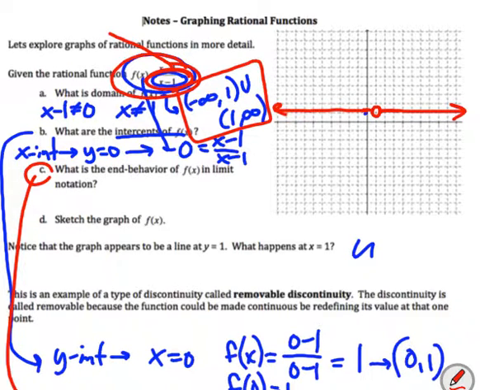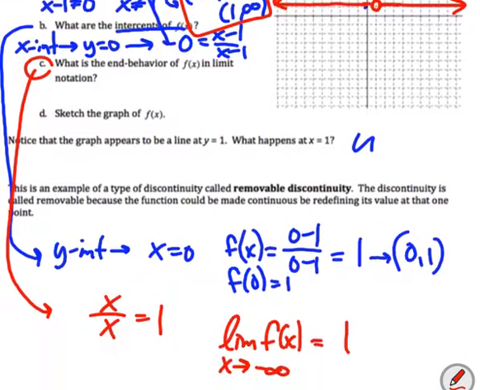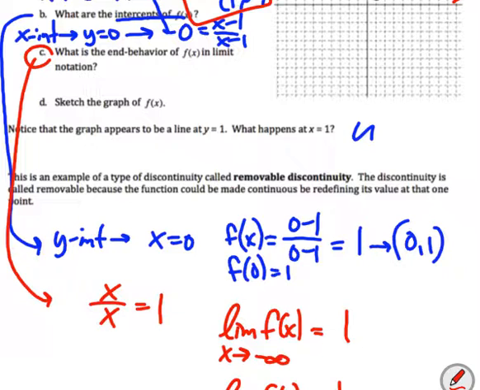Okay, so what we have there, you can look down underneath where the graph is. The graph appears to be a line at y equals 1. Of course, we have a hole in the graph.